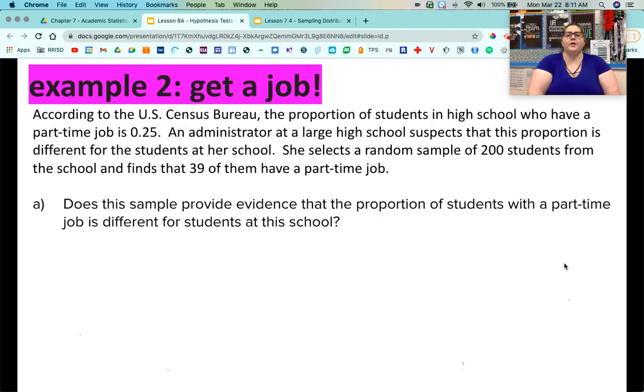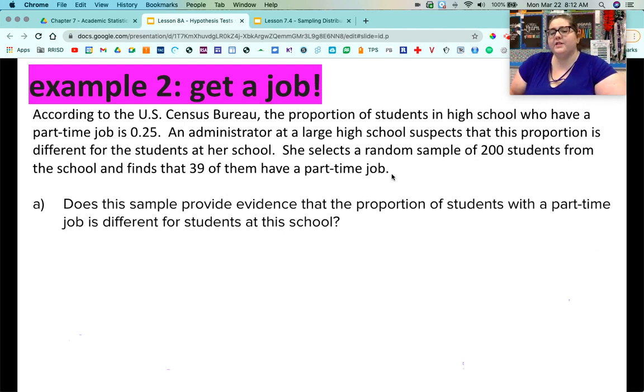So our example 2: according to the U.S. Census Bureau, the proportion of students in high school who have a part-time job is 0.25. An administrator at a large high school suspects the proportion is different for the students at her school. She selects a random sample of 200 students from the school and finds that 39 of them have a part-time job. So does the sample provide evidence that the proportion of students with a part-time job is different for students at the school? So again, we know what's happening in her sample.